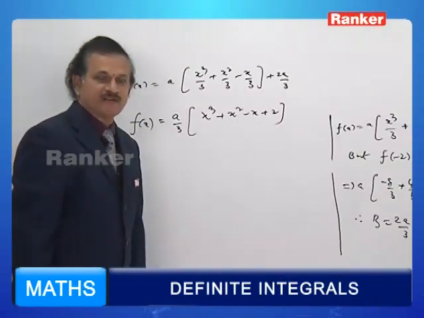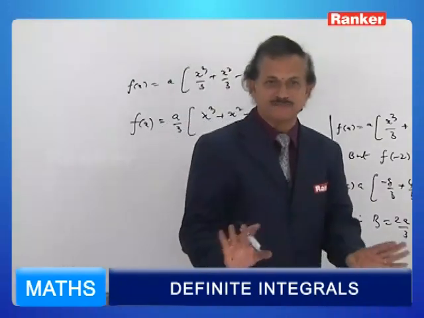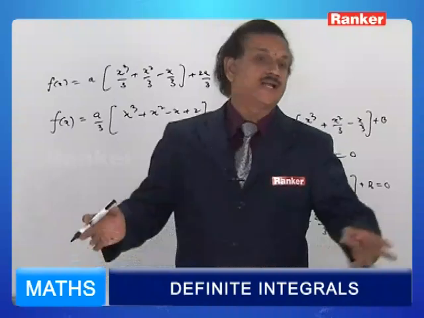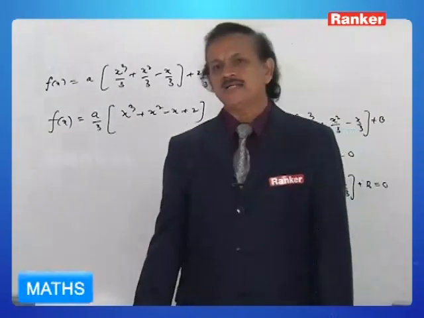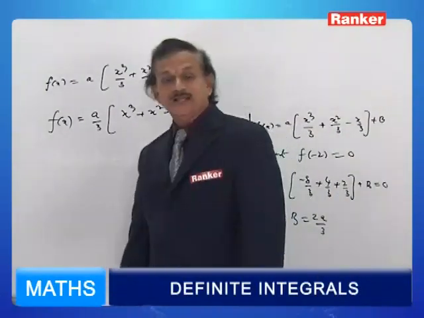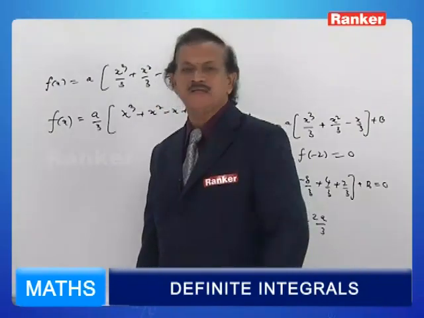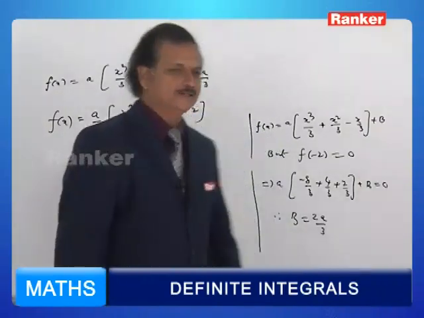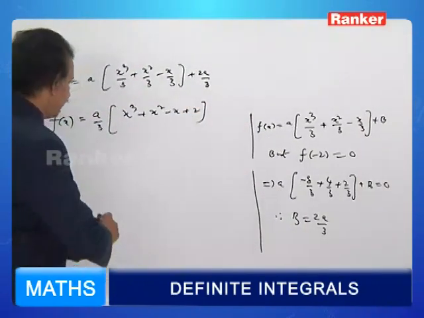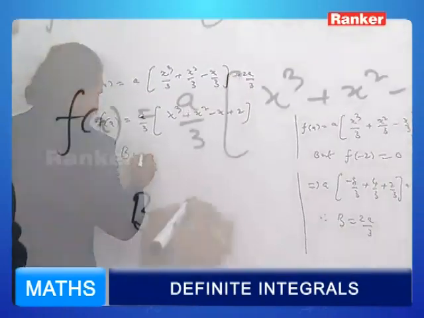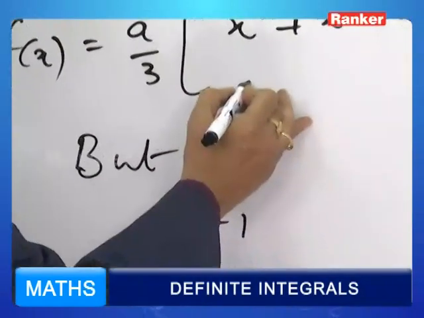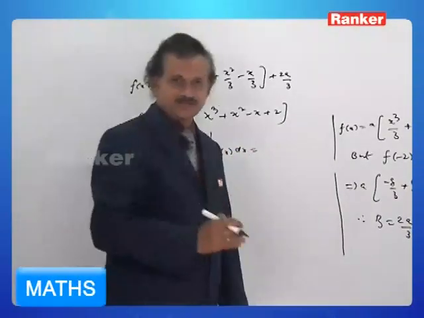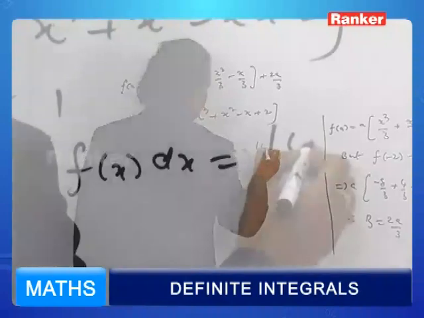By making use of every piece of the data, so far we are able to get b. But still there is an unknown a. How to get that a? To get that a, there has been another piece of information in the third line of the data in the beginning of the question itself. What is that? Integral minus 1 to 1 of f of x dx is given to be 14 by 3.